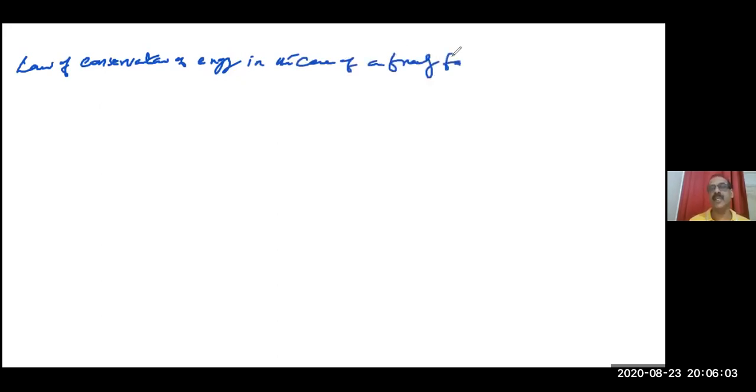Next heading, law of conservation of energy. In the case of a freely falling body.